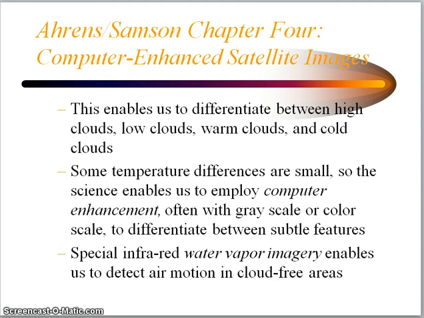This, as I mentioned briefly before, enables us to differentiate between high clouds and low clouds and warm clouds and cold clouds. Now, some of these temperature differences between cloud masses are quite small, so science enables us to employ what we call computer enhancement, often with grayscale or color enhancement, in order to differentiate between the subtle temperature features in these cloud masses. There is also special infrared water vapor imagery that enables us to detect air motion in cloud-free areas. We can actually detect batches of water vapor this way in the upper atmosphere. This is a big help to forecasters. I'll show you some examples of these pictures in just a few minutes.